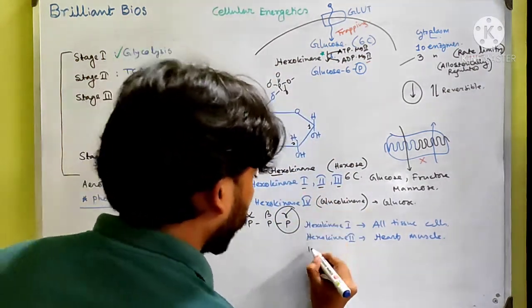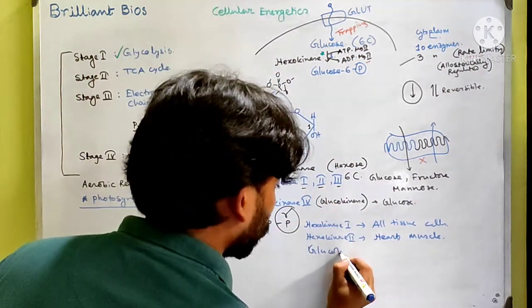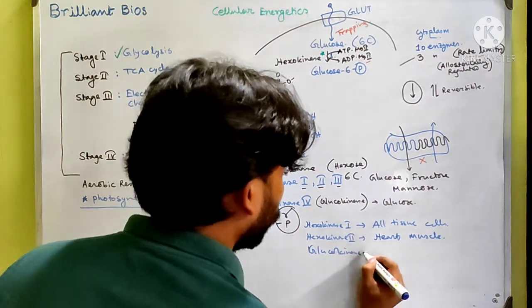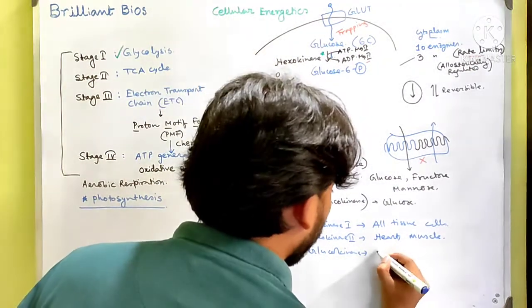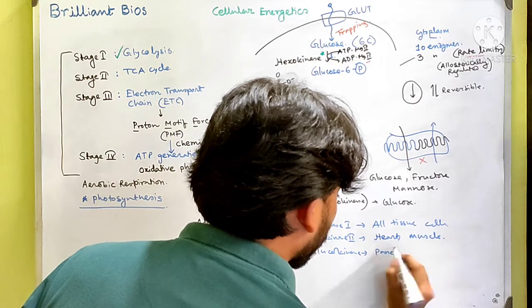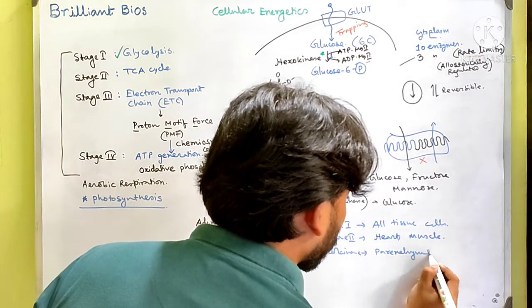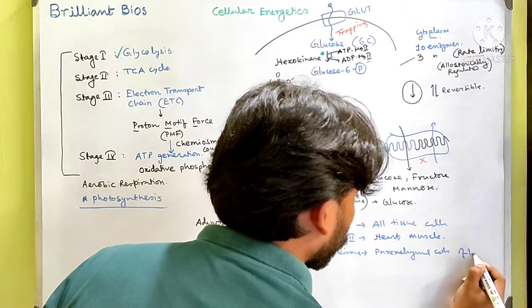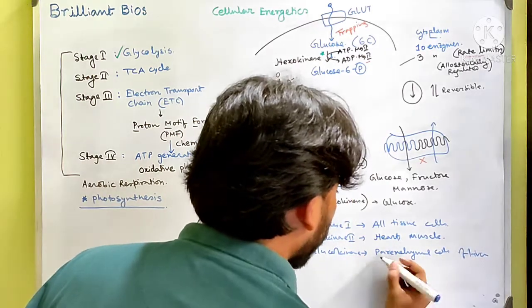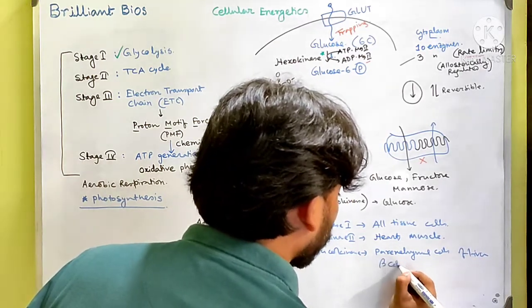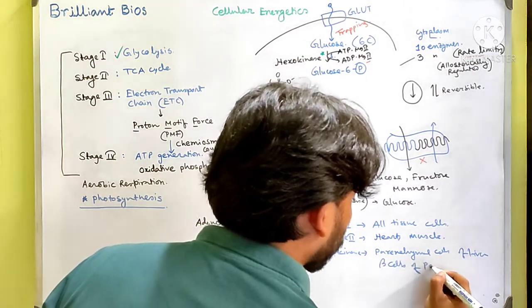Hexokinase 4, or I can write glucokinase or hexokinase 4, is present in the parenchymal cells of liver and the beta cells of pancreas.